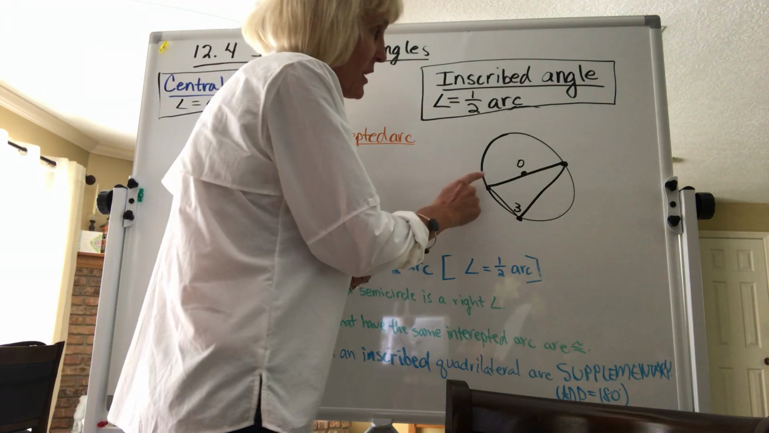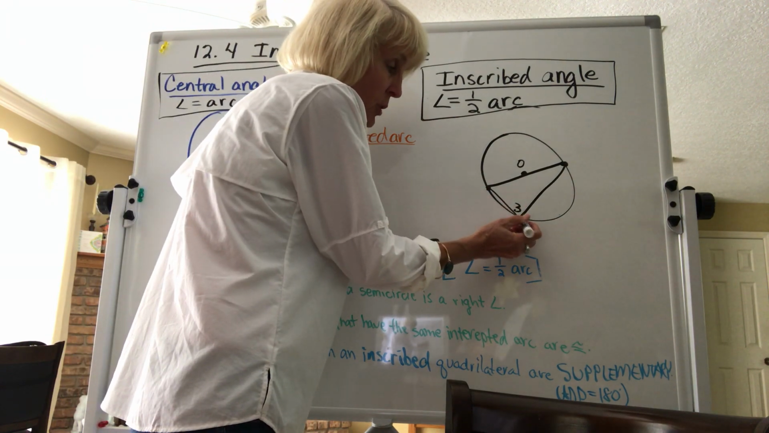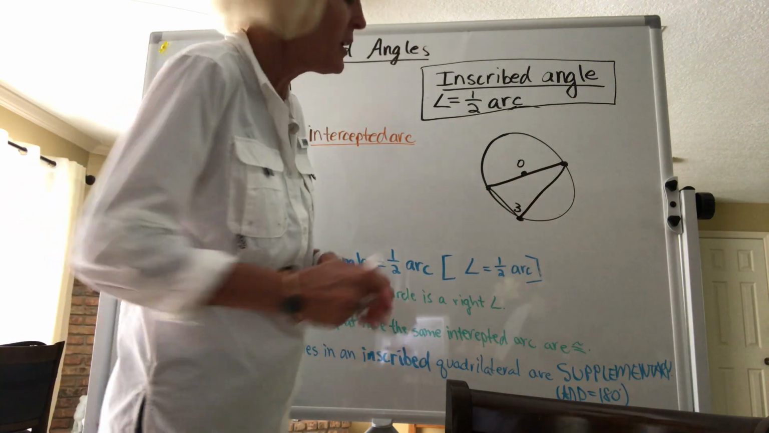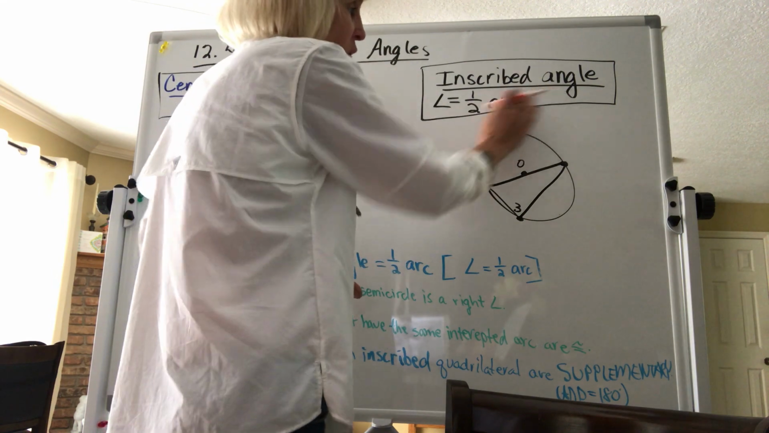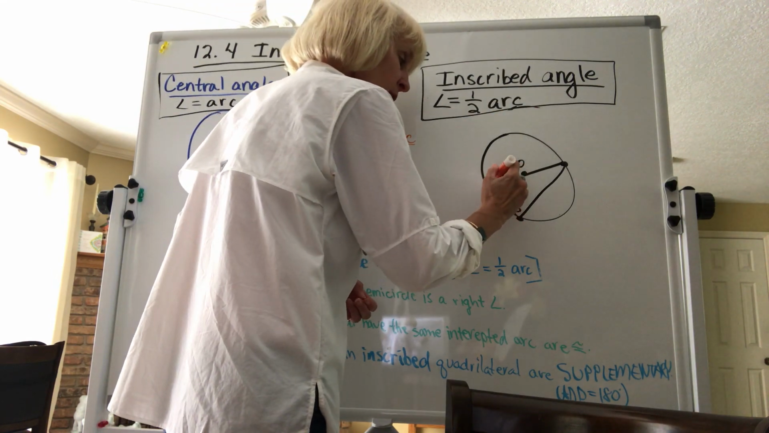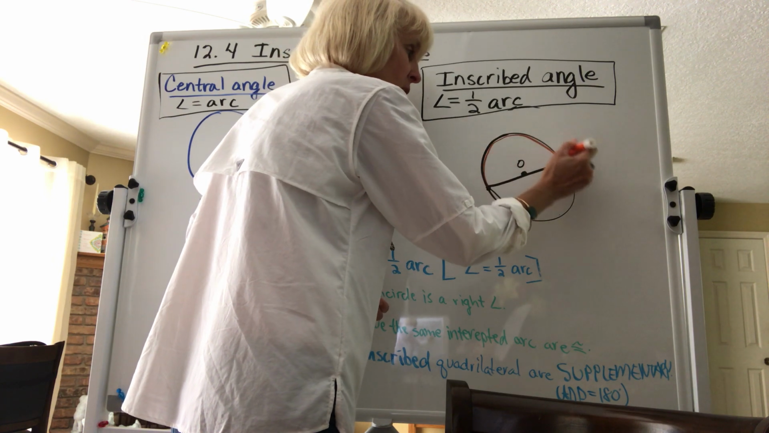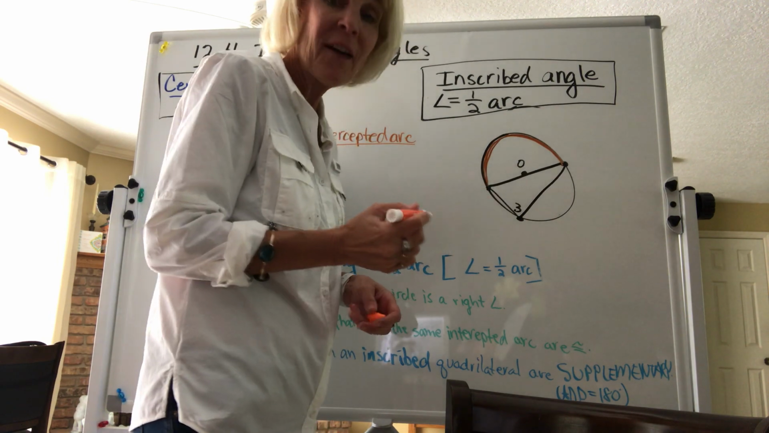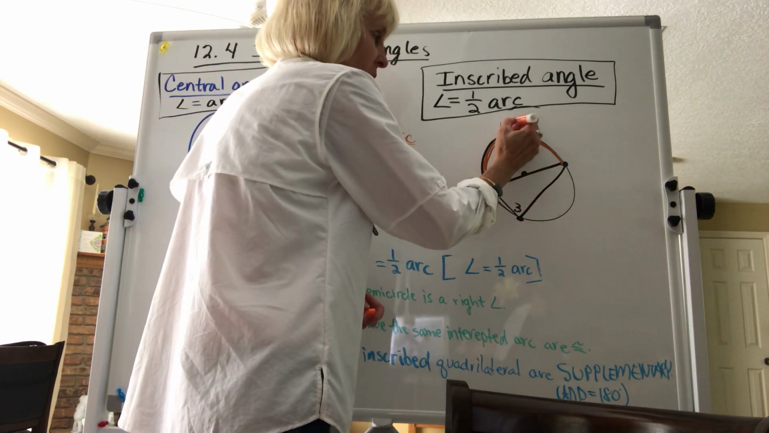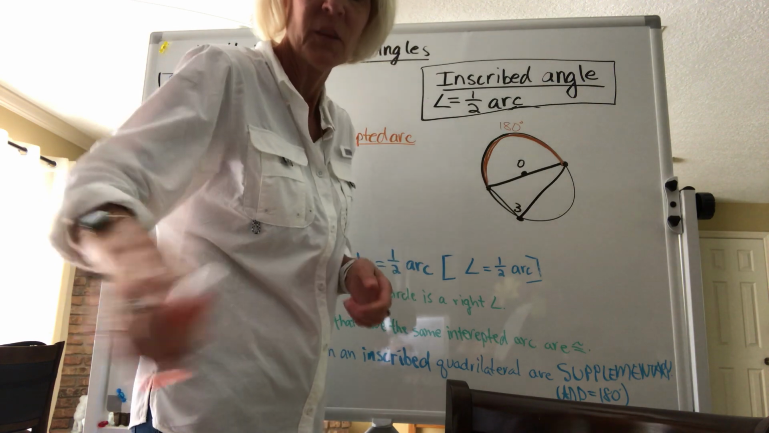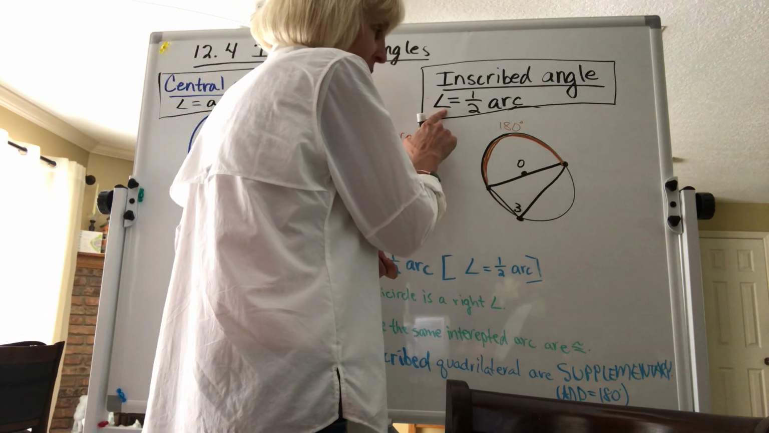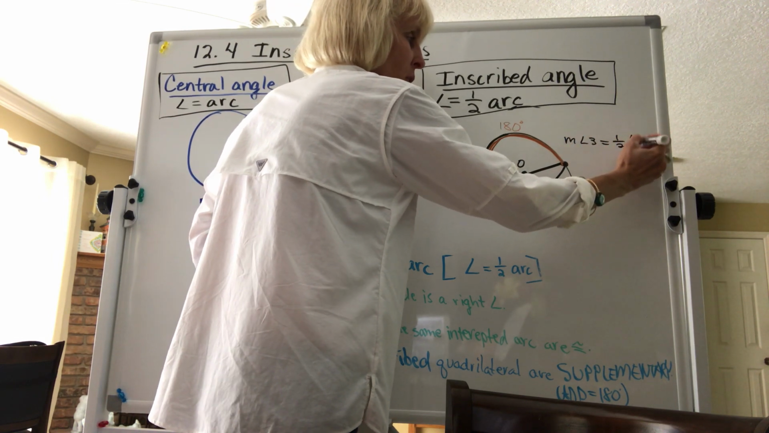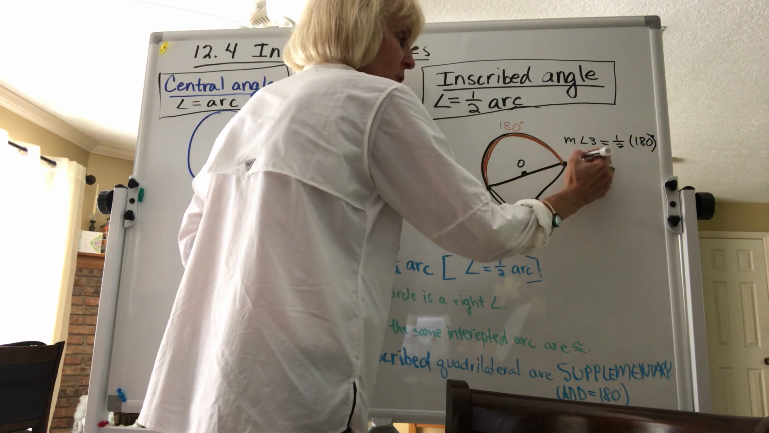Well, I would still see that angle 3 has its vertex on the circle. It has two sides that are chords of the circle, so it is still going to be an inscribed angle. So now I need to look at what is the intercepted arc. Well, if I go from one side to the other side, there you go. That would have to be, because this is a diameter, a semicircle or 180 degrees. So what's the measure of angle 3? Half the intercepted arc. The measure of angle 3 is half of 180 degrees or 90 degrees.